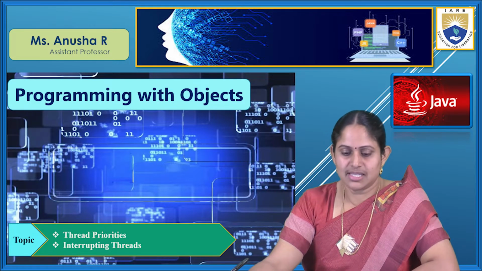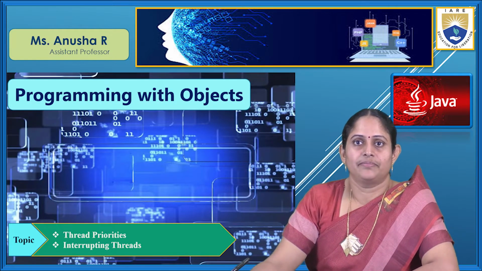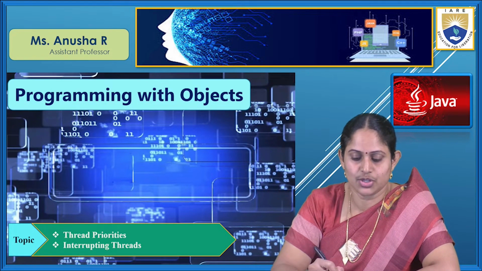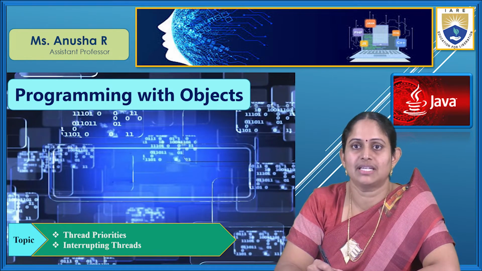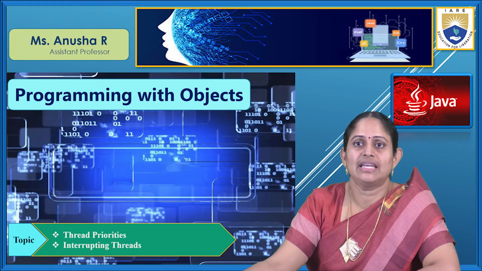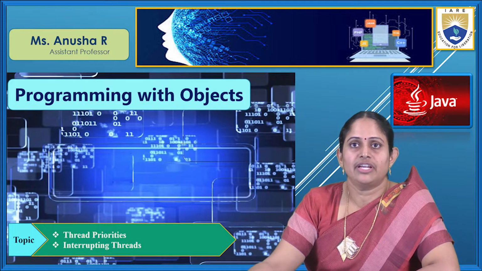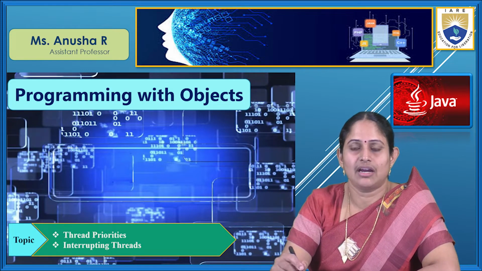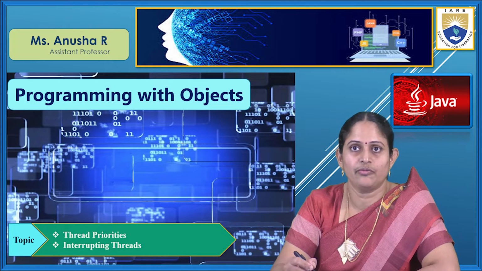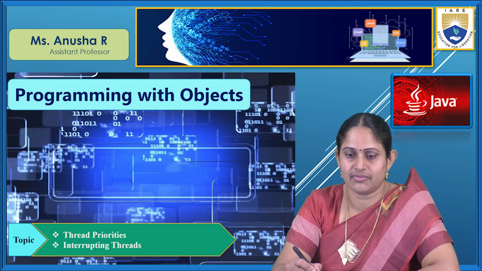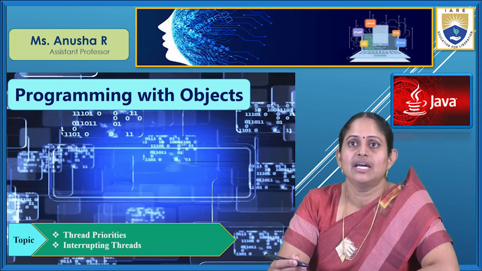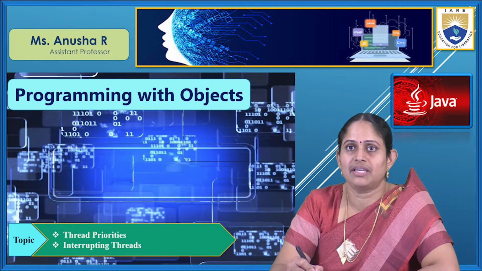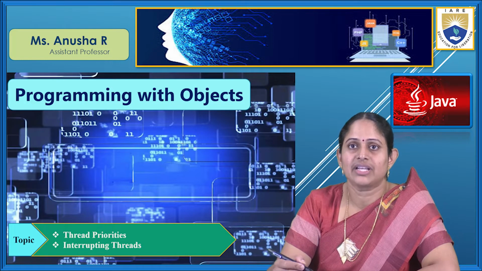Today, we will be discussing thread priorities, the join method and what it is used for, isAlive, and how we can interrupt threads. In the previous video, we discussed how to create threads in Java. There were two ways in which we can create threads. One was by making use of the Runnable interface, and the other was by extending the Thread class.